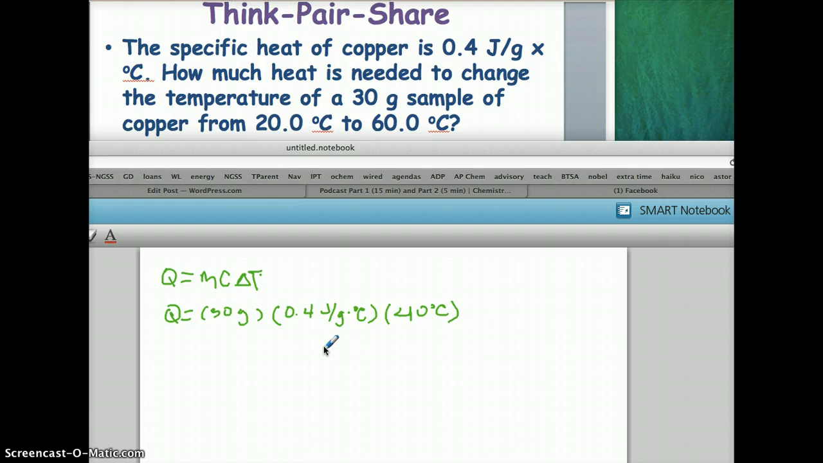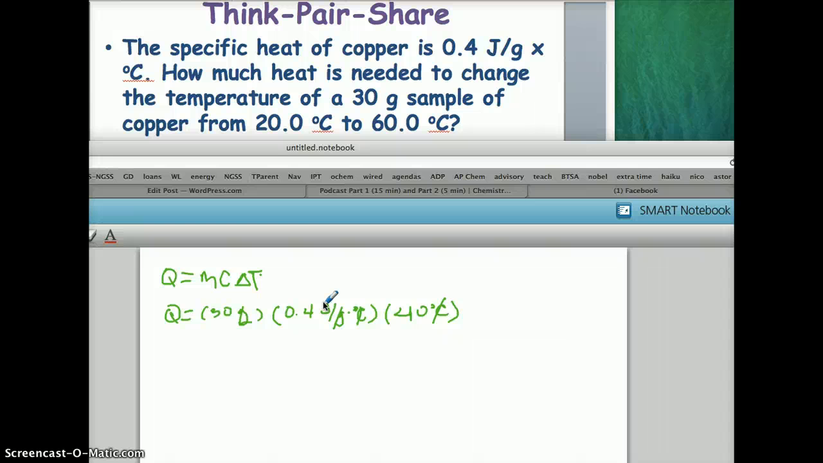you could cancel the units to see what units you're going to use. Grams cancel with grams, Celsius cancels with Celsius, and you're left with joules. It could be in kilojoules or joules or even calories. So that's why it's important to always include units. It's always important you show your work.